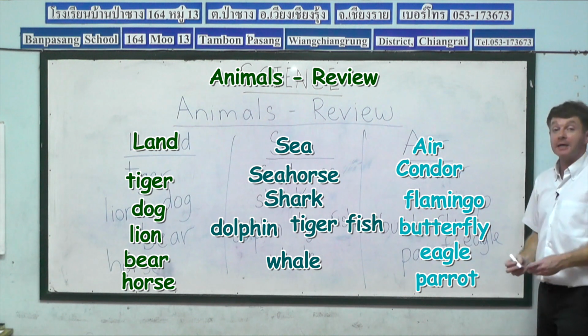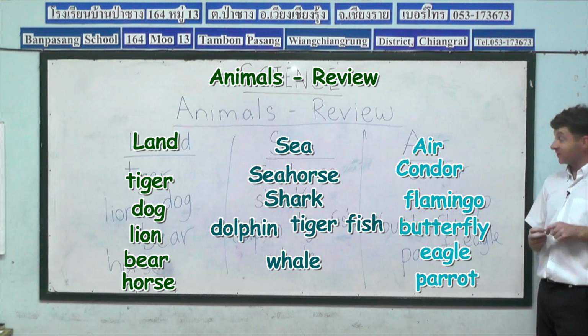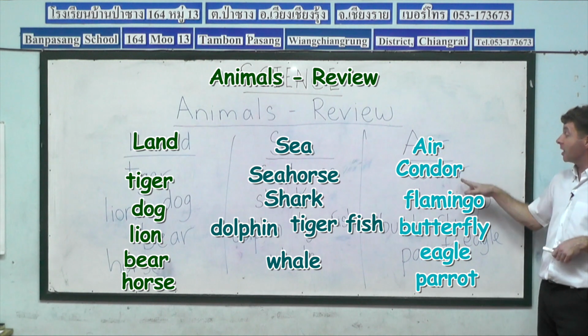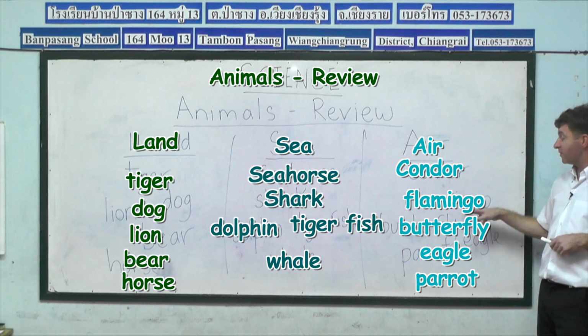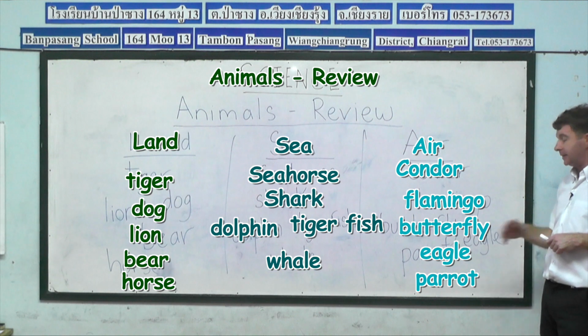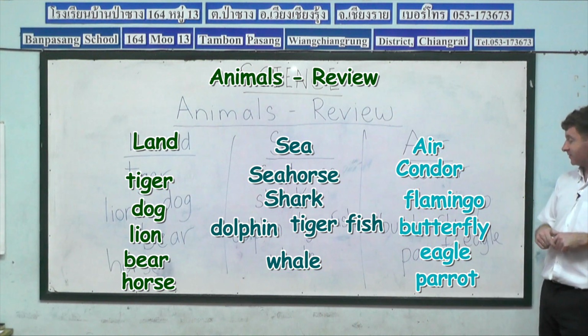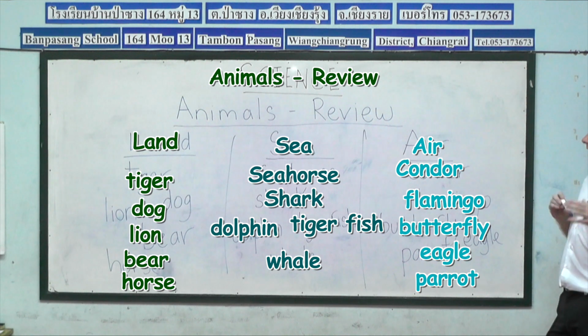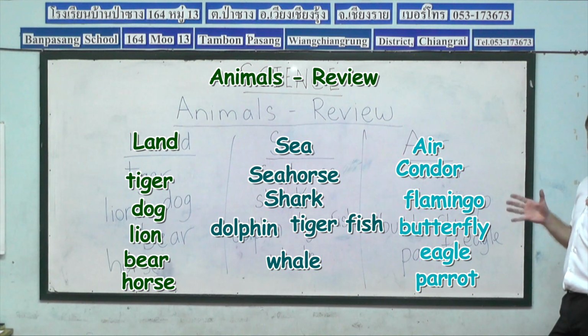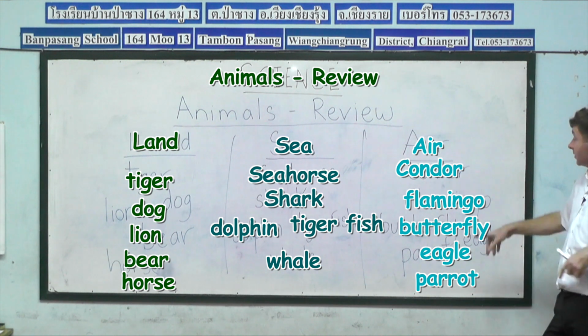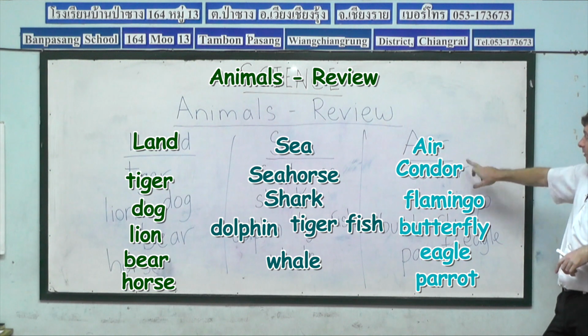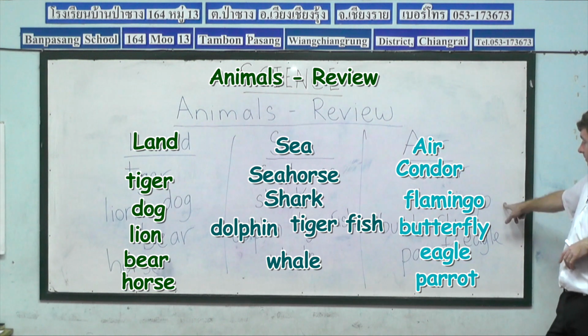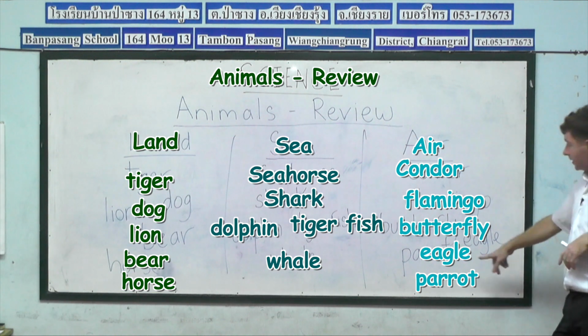Excellent, guys. You're thinking really hard and you've got some good examples. So air animals: condor, flamingo, eagle, parrot, butterfly. All examples of air animals. What type of air animals? Birds, yes. The main type of air animals with wings we call birds, such as condor, flamingo, eagle, and parrot.